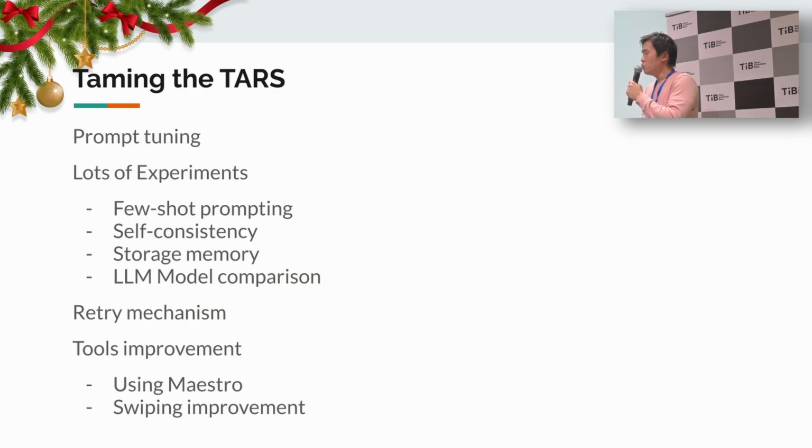So with that, we did a lot of improvements in taming TARS. First of them is we did a lot of experiments in improving it. We have a few ones here, like few shot prompting, self-consistency, and using different types of models. And then we also did a retry mechanism. So when TARS executes the test, when it fails, it tries to retry.